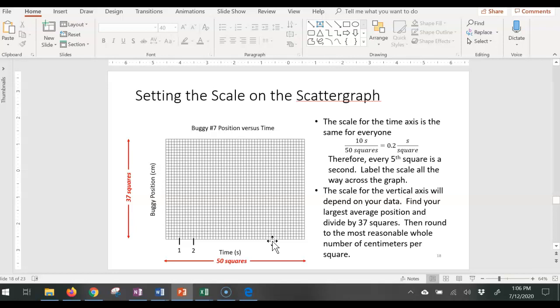Now on the vertical axis, the scale may be different depending on your data. You need to find your largest average position and then divide that by the 37 squares that are along that length of the graph. You probably will get a decimal number, and so you're going to need to round to the most reasonable whole number of centimeters per square.